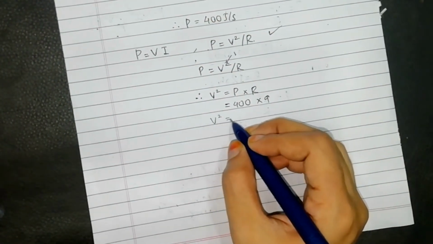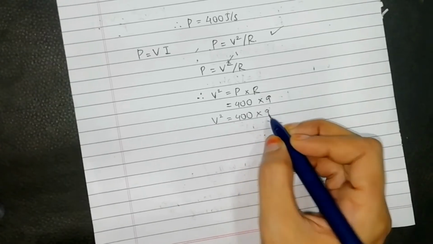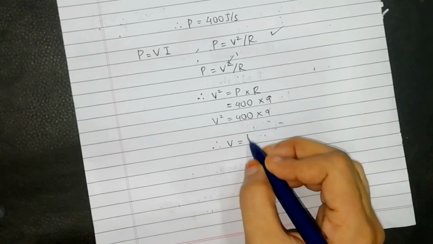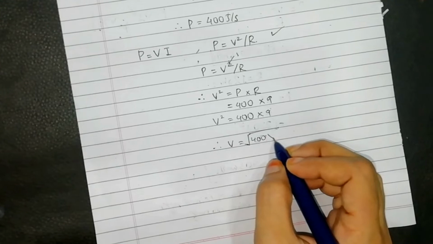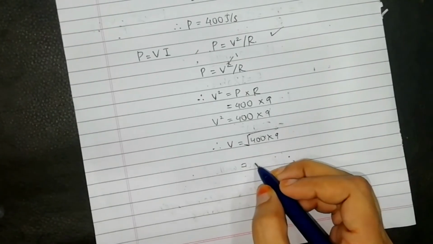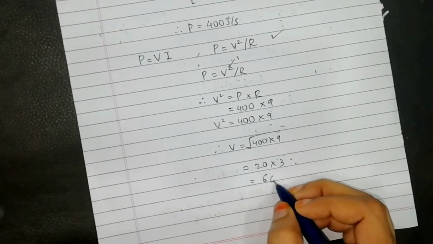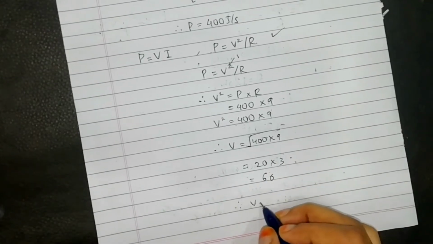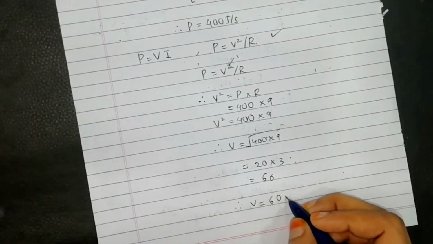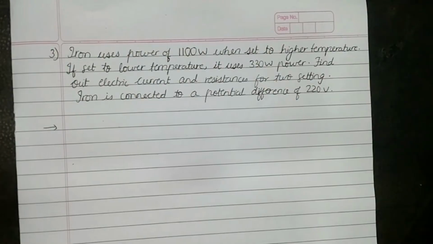So V square is equal to 400 into 9. We can write this as under root of 400 into 9. That will be equal to 20 into 3, that will be equal to 60. Therefore, the potential difference which is applied across the resistor is 60 volts.